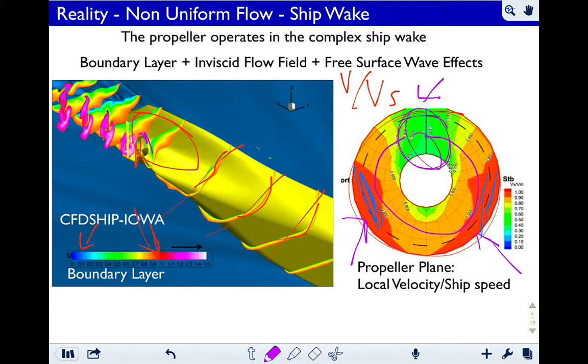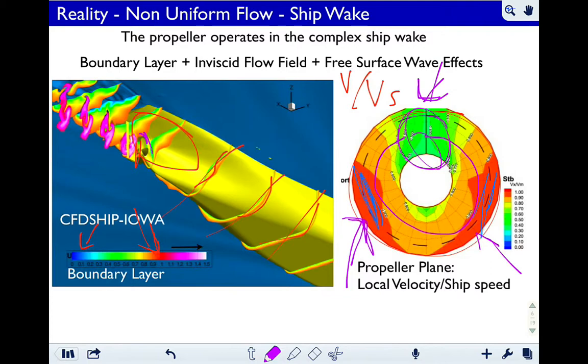And the variations of advance velocity will induce variations in angle of attack of a given propeller section, such that the slower flow represents a higher angle of attack or higher loading on the propeller, and the faster flow represents a lower angle of attack on the propeller.